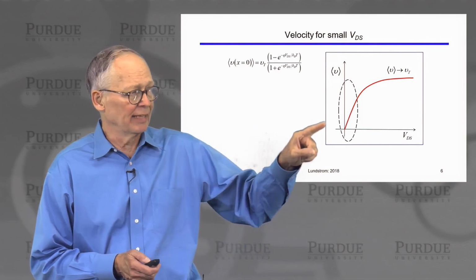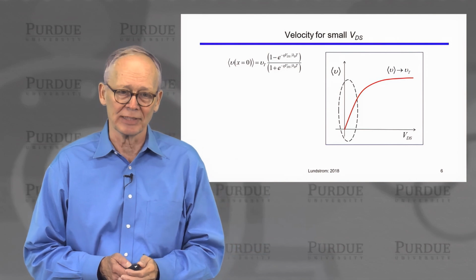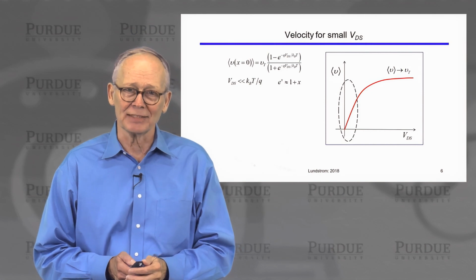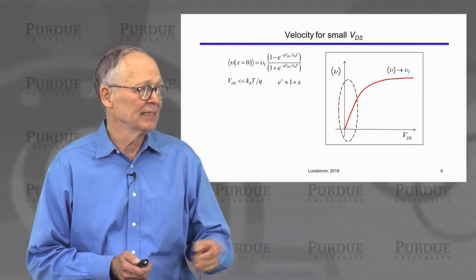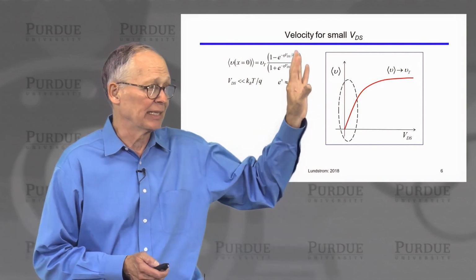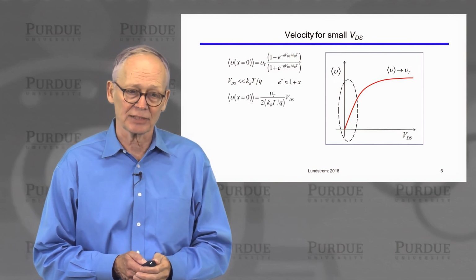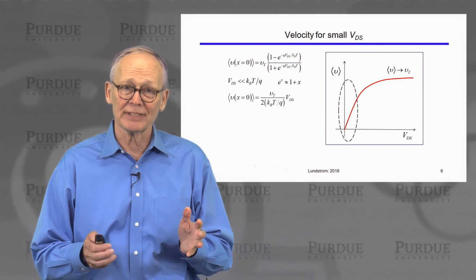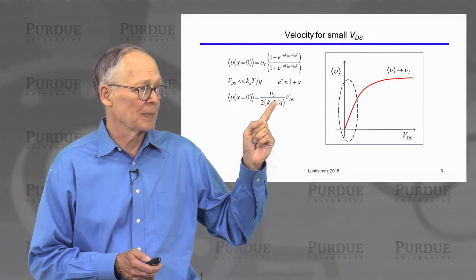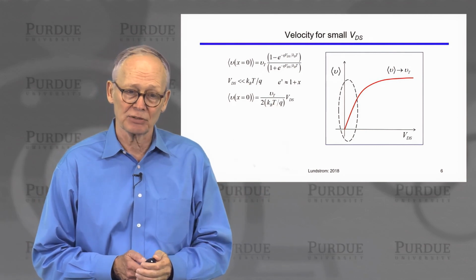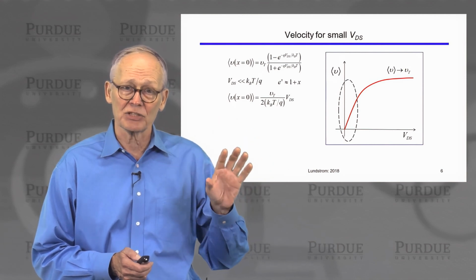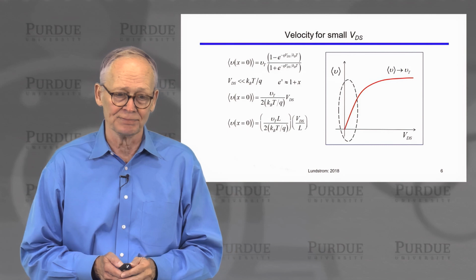Let's look a little more carefully then at the low drain to source voltage limit. Here's our general expression. We can expand that assuming that the drain to source voltage is small compared to kT. Then we can remember that e to a small number is 1 plus the small number. We can expand the exponentials in this expression. And if we do that, you'll see that something remarkably simple happens. For small drain to source voltage, as expected, the velocity is proportional to the drain to source voltage, and the constant of proportionality is the unidirectional thermal velocity divided by 2kT over q.